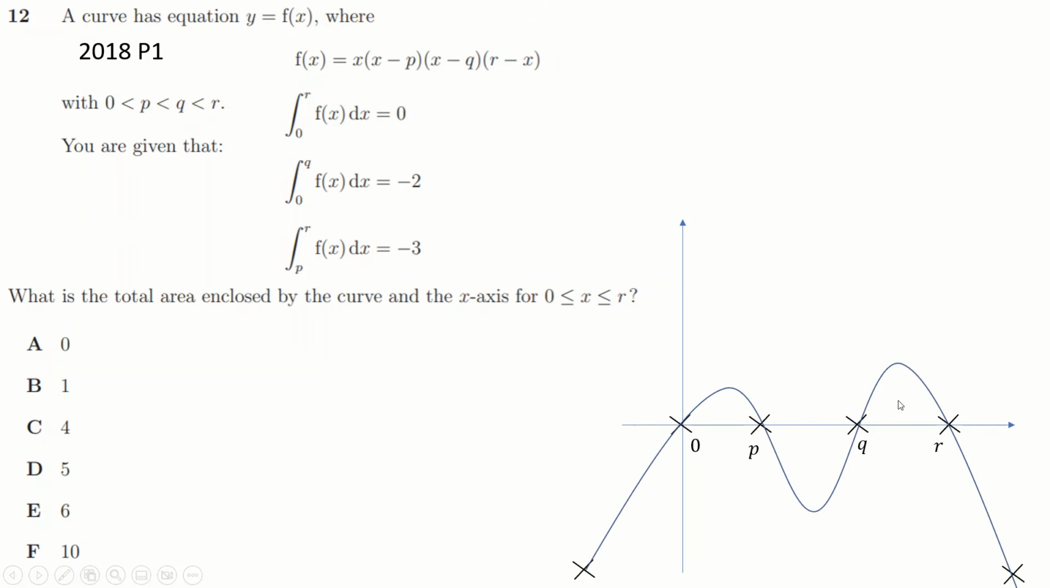The integral between r and 0 is 0. So if I call this region A, B, and C, I can say that A plus B plus C is equal to 0, where B is a negative area. I guess I'm saying that.